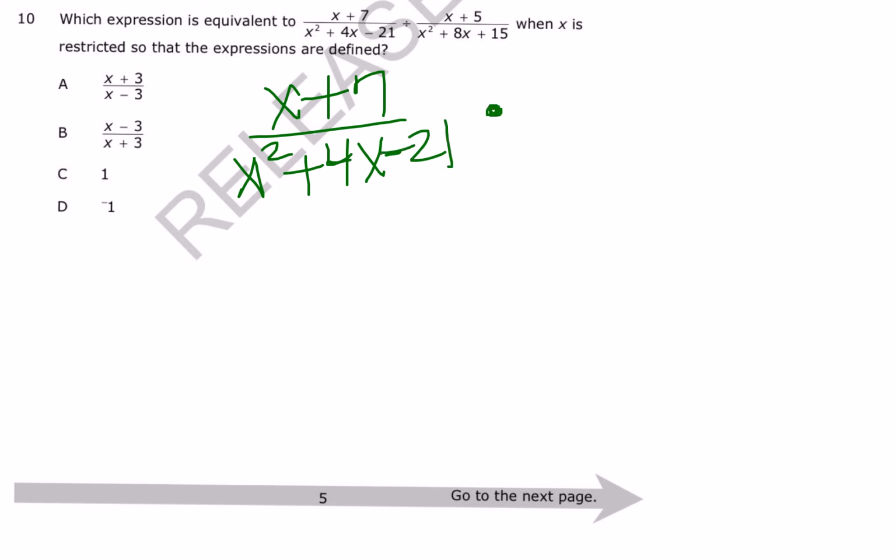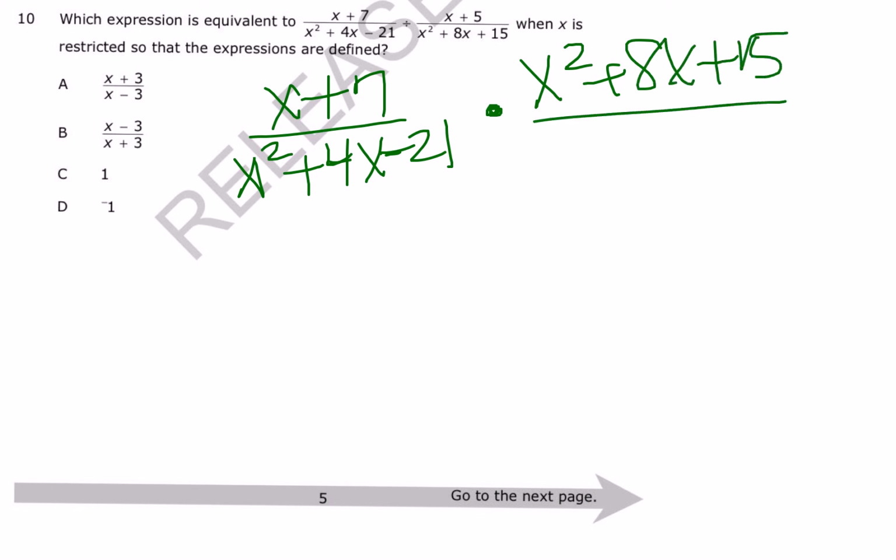And number 10, you're also looking at rational functions, but you are dividing. So remember that when you divide fractions, that is the same as multiplying by the reciprocal. So I'm going to go on and do that part first so I don't forget it moving forward in my problem. So that's going to give me x plus 7 over x squared plus 4x minus 21 times x squared plus 8x plus 15 all over x plus 5.